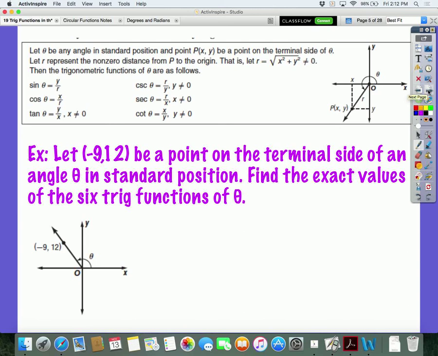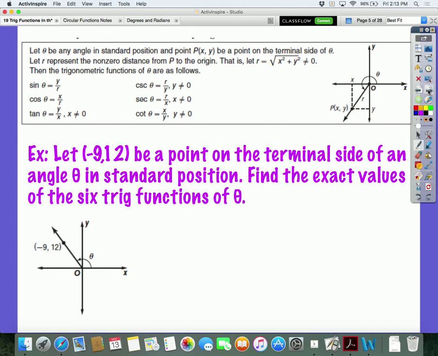If you have theta, and we let theta be any angle that is in standard position, and the point P(x, y), good old ordered pair, be a point on the terminal side of theta. We talked about this the last time. When you have an angle that's in standard position, its vertex is at the origin, its initial side is fixed to the positive x-axis, and its terminal side is the one that moves.